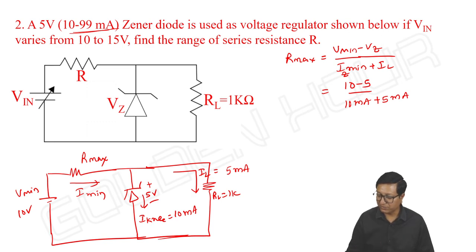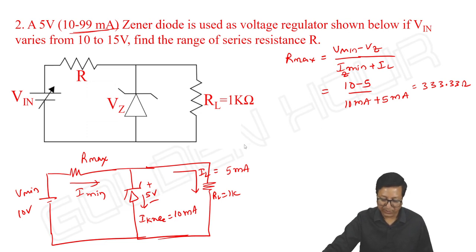10 minus 5 by 10 milliampere plus 5 milliampere. How much are we getting? 5 by 15, 1 by 3K, 1000 by 3. It is 333.33 ohms. Okay. That's maximum.